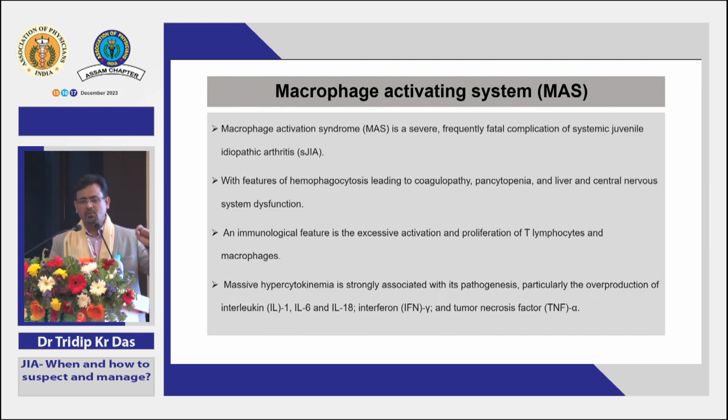So over here, there will be features of hemophagocytosis leading to coagulopathy, there will be pancytopenia, there will be central nervous system involvement, sometimes leading to seizure, there can be encephalopathy. In fact, sometimes the patient may present also with coma. It is an immunological failure, and there will be massive hypercytokinemia. There can be cytokine storm with particularly overproduction of interleukins as well as interferon as well as tumor necrosis factor alpha.